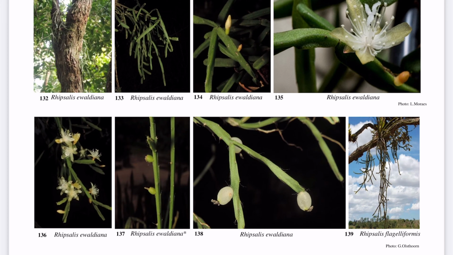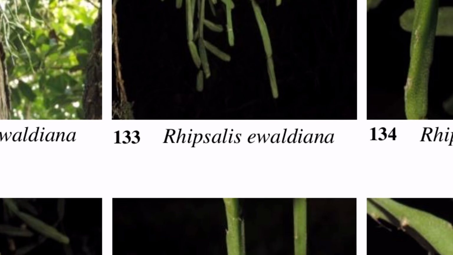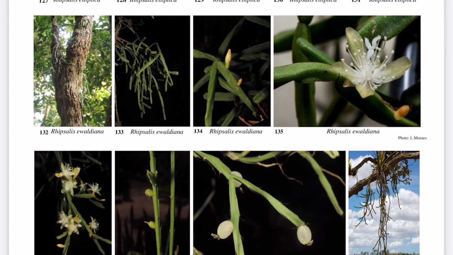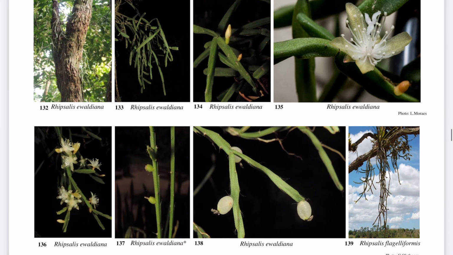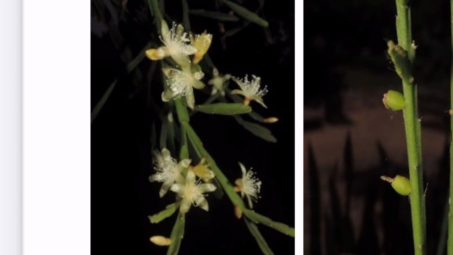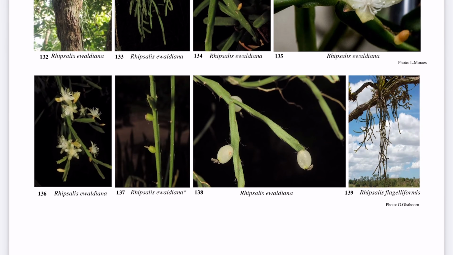This particular version of this field guide was published in August 2022. And what was extremely fascinating is there are a ton of pictures in there of a ton of different species, but one of the groupings of pictures in this field guide is of Rhipsalis ewaldiana, a totally green clone growing in the wild in Brazil. And it has pictures of the flowers and it has pictures of white berries.